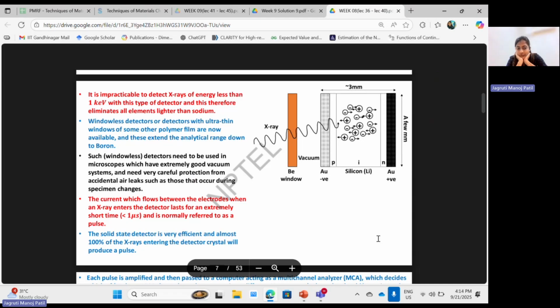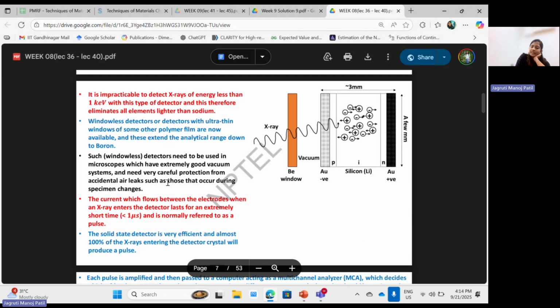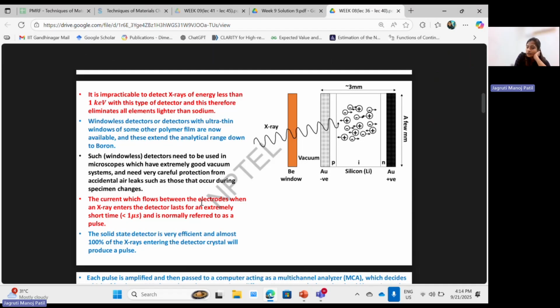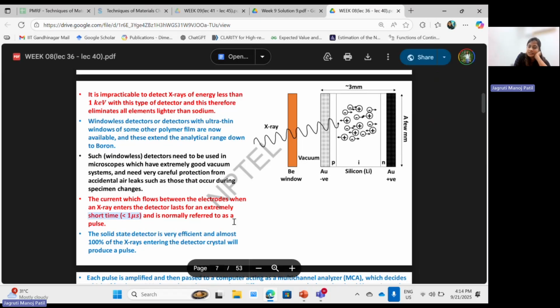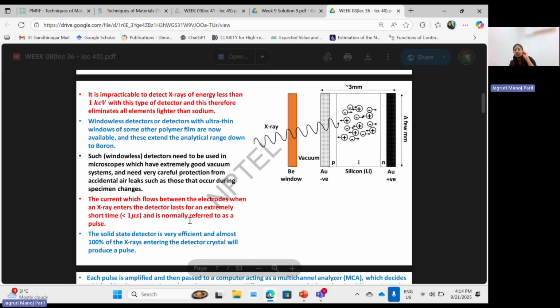Such windowless detectors should be used with microscopes which have extremely good vacuum systems and need very careful protection from any leaks, right? The current which flows between the electrodes when an X-ray enters the detector will last for an extremely short time, and is referred to as one pulse of electrons passed through it.